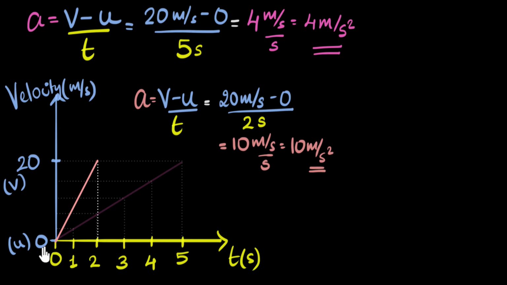That makes sense, right? The cheetah took 5 seconds to increase its speed to 20, and our deer only took 2 seconds to increase its speed. So it has a higher acceleration.